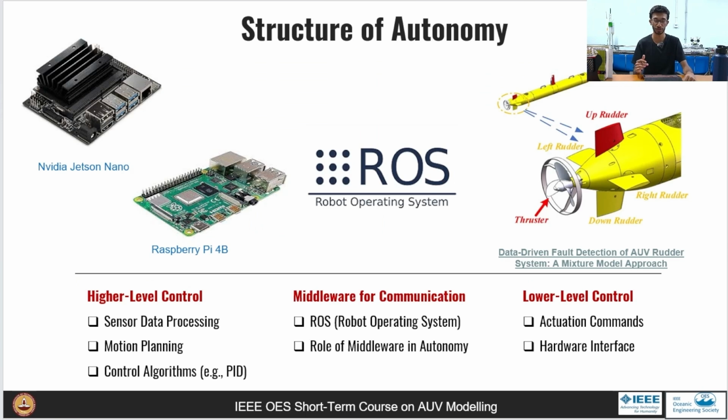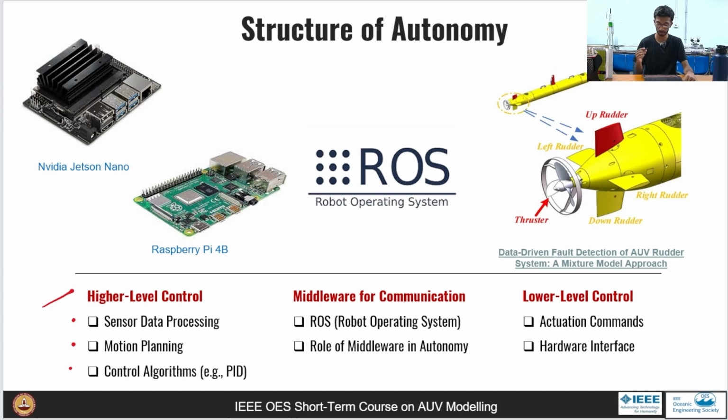Let's look at the structure of the autonomy. On the left side, you will notice you have the higher level controls. These will include some microprocessor boards such as the NVIDIA Jetson Nano or the Raspberry Pi. These processors will mainly contain the codes or the higher level autonomy controls which will carry out tasks such as sensor data processing, motion planning and control algorithms.